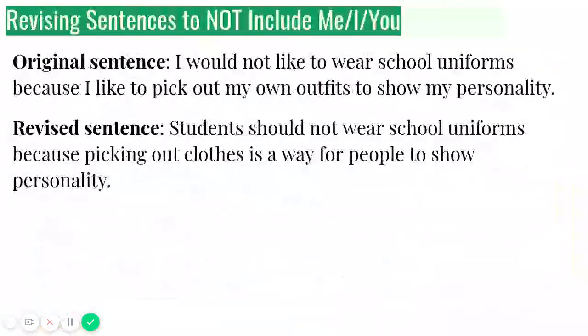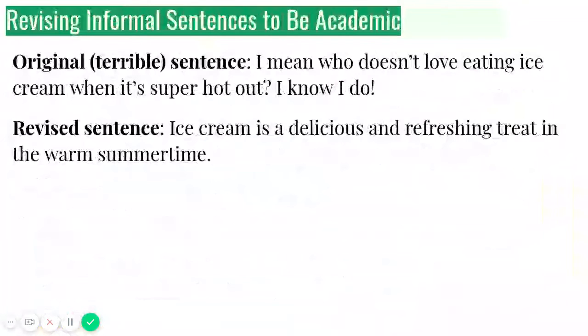Here's another one. I would not like to wear school uniforms because I like to pick out my own outfits to showcase my personality. Okay. Almost there. It's got a good thought. Let's drop that I and my. So it would say students should not wear school uniforms because picking out clothes is a way for people to show their personality. So again, if you take out the I and the me and the my, it makes it stronger. It's more of a bold statement.